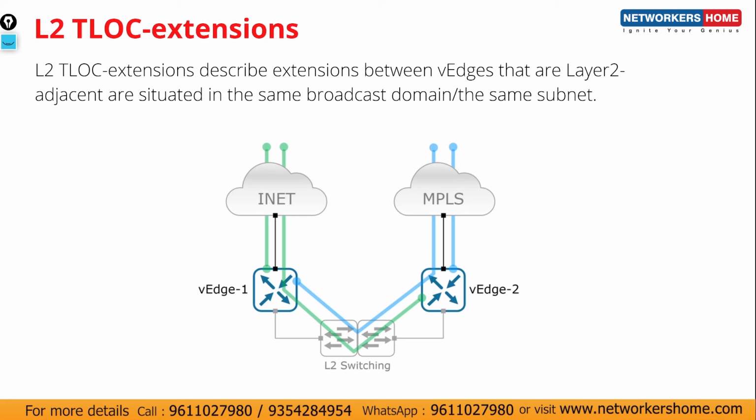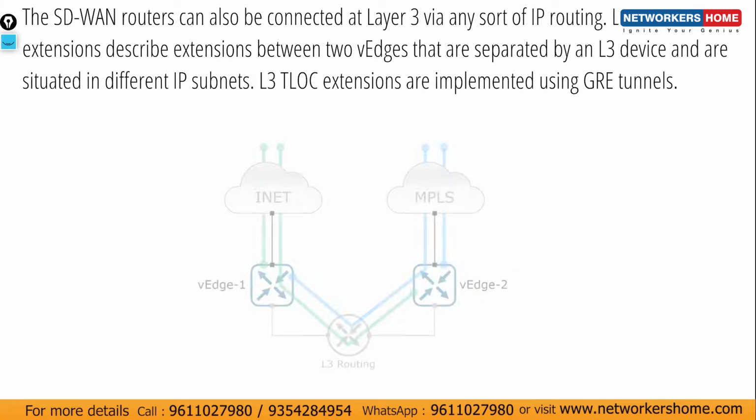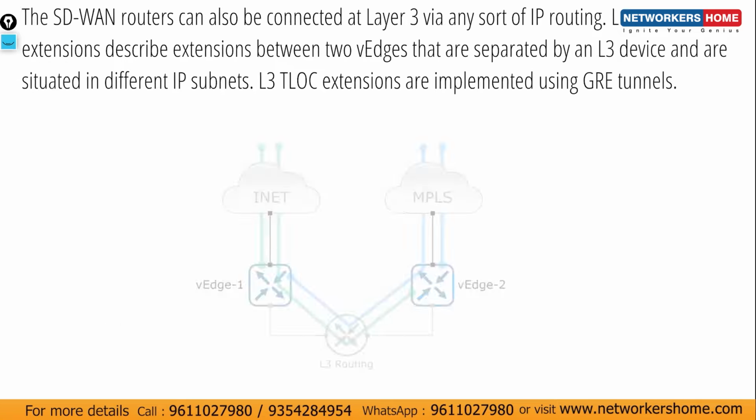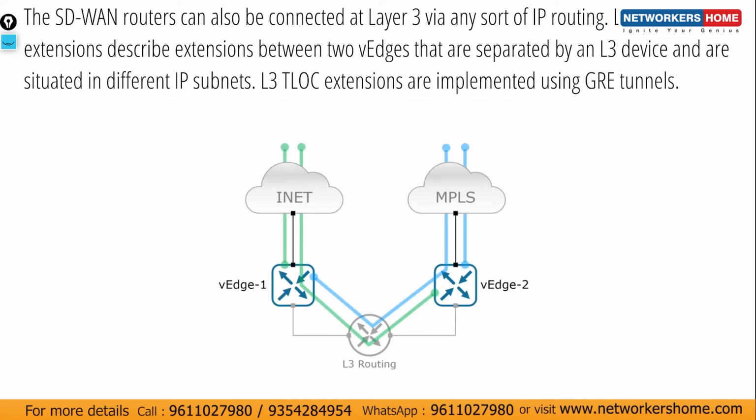Now let's look at L3 extension. So this is L2 itself: an L2 extension describes extension between vEdges that are situated in the same broadcast domain or the same subnet. We also have an option for L3 TLOCs, but that requires that you have an L3 device. It could be one hop away or far away, but in that case you have to use GRE on these particular interfaces. It is not even recommended heavily in Cisco documentation.